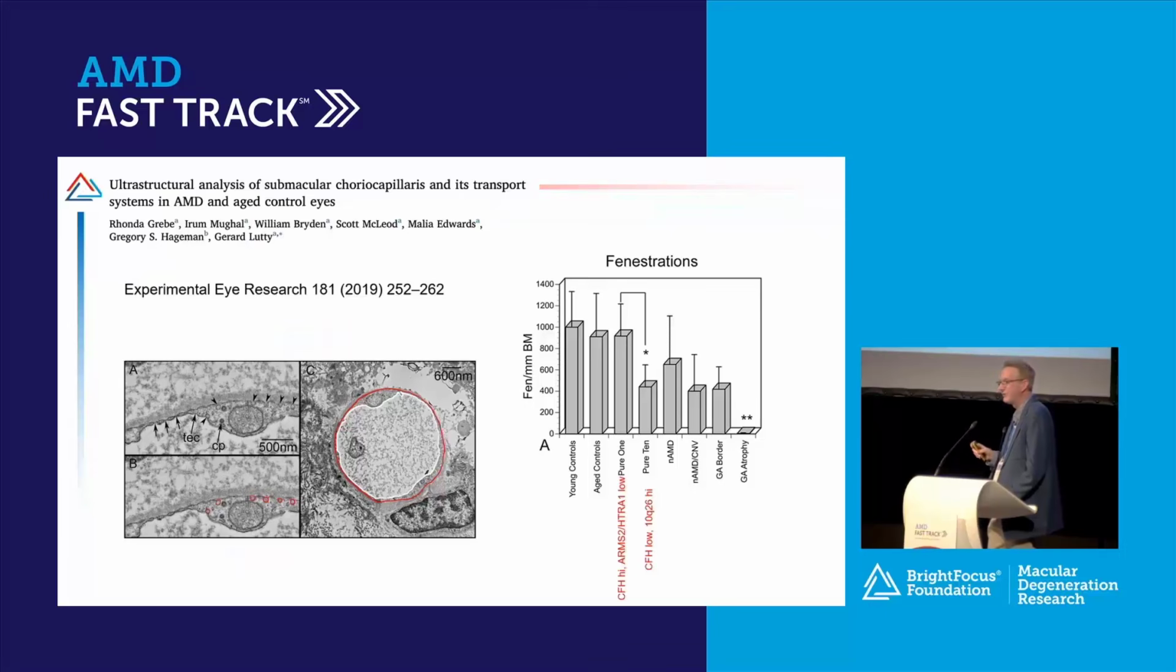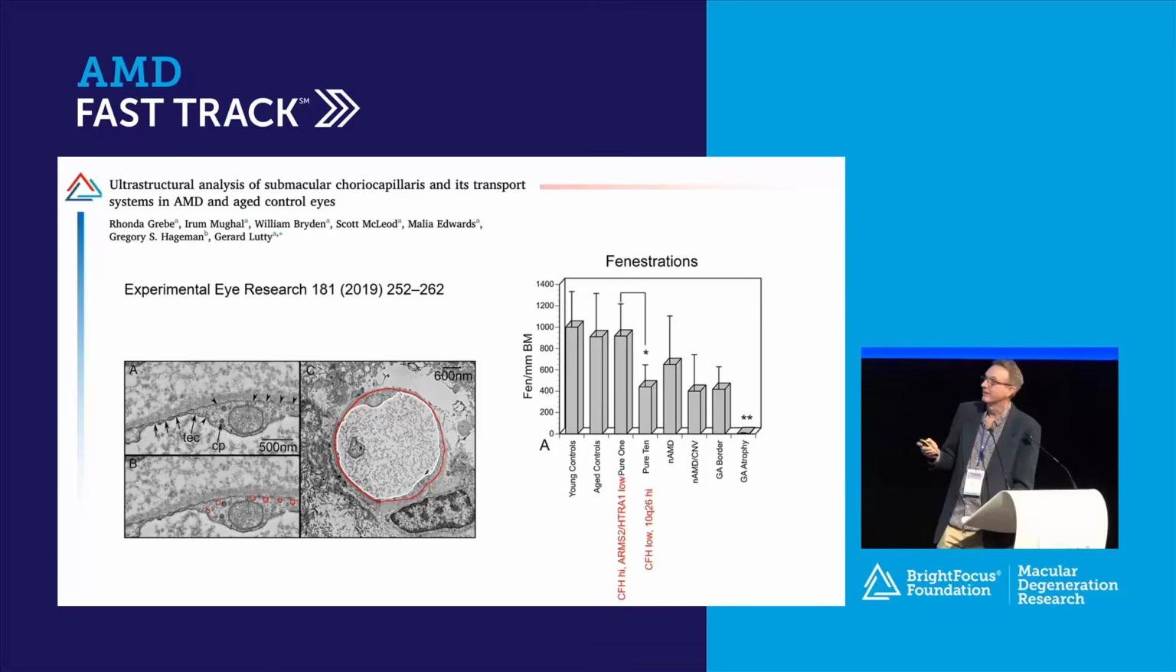Now, these fenestrae, again, this means window. I always thought that in aging there was loss of choriocapillaris fenestrae, but it looks like that's not exactly the case. There's this study done by Jerry Luddy in which they quantified the number of fenestrae in choriocapillaris endothelial cells, and between young controls and aged controls, there wasn't a large difference.